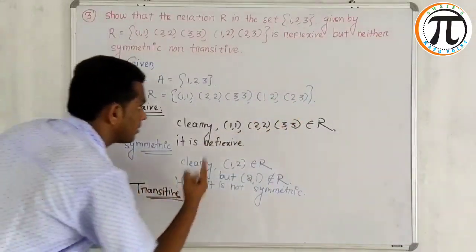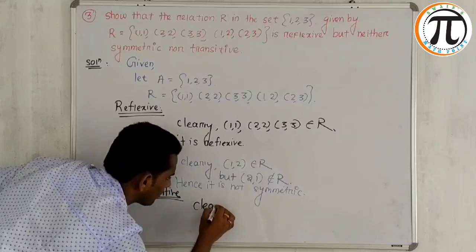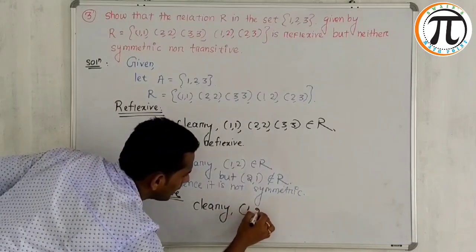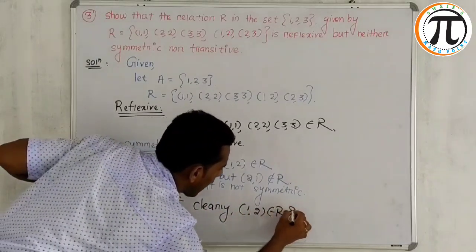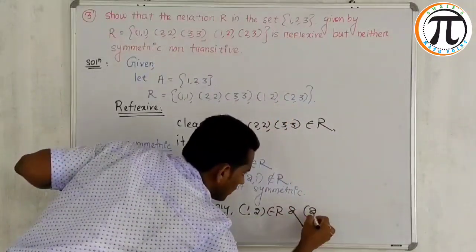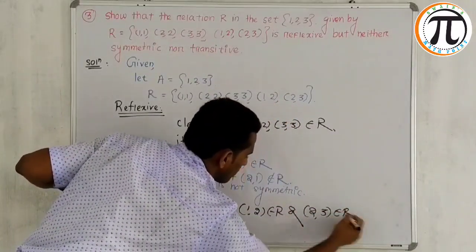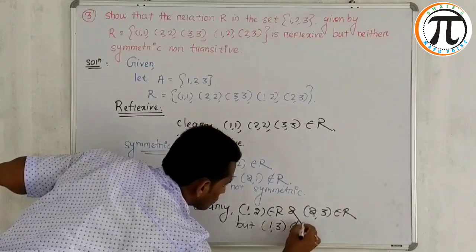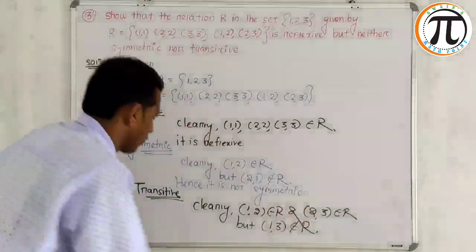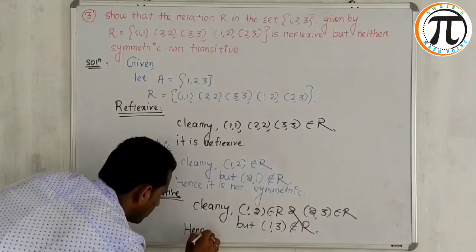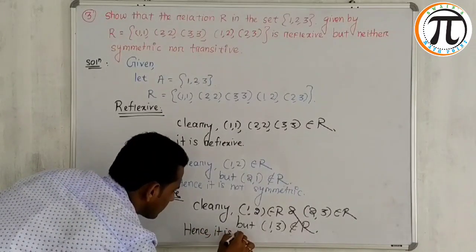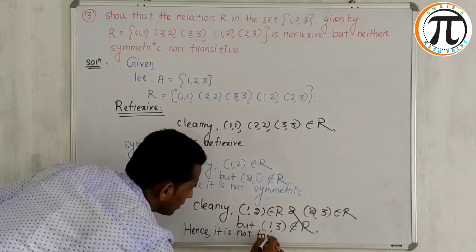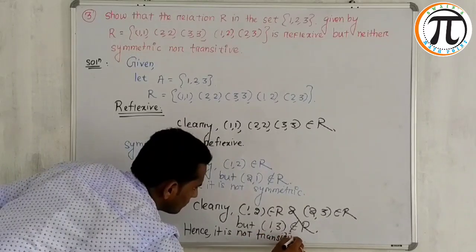So that's why you can write here clearly (1, 2) belongs to R, and (2, 3) belongs to R. But (1, 3) does not belong to R. So hence it is not transitive. Hence it is not transitive.